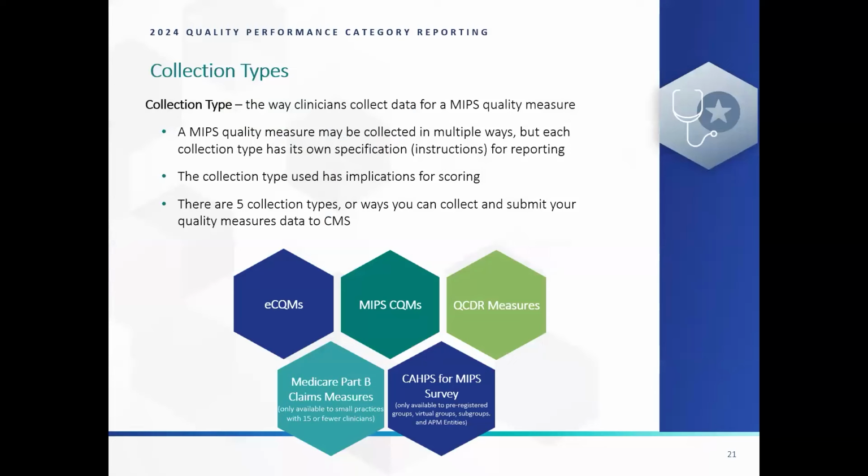Now I want to go over collection types. Collection type is the way clinicians collect data for a MIPS quality measure. A MIPS quality measure may be collected in multiple ways, but each collection type has its own specific instructions for reporting. The collection type used has implications for scoring, and there are 5 collection types or ways you can collect and submit your quality measure data to CMS. The collection types include ECQMs, MIPS CQMs, QCDR measures, Medicare Part B claims measures, and the CAHPS for MIPS survey measure. So again, there are 5 collection types, and they're highlighted on this slide. Next slide, please.